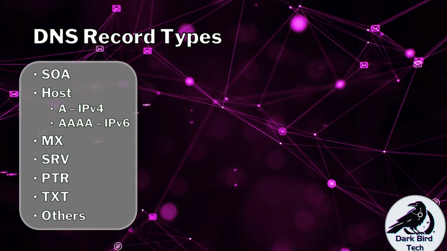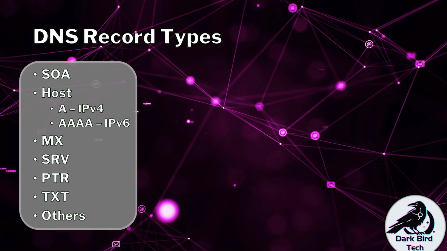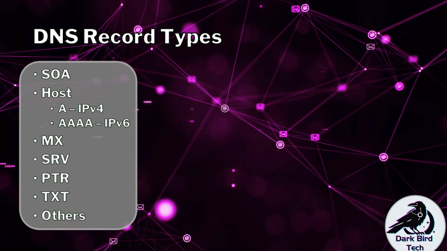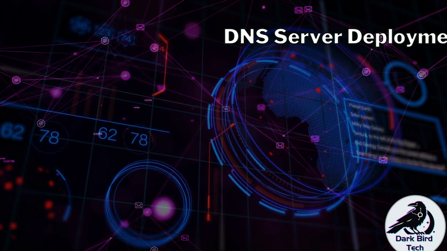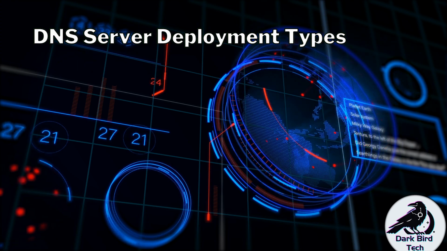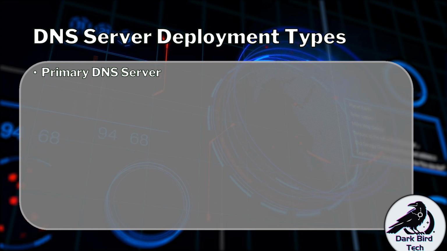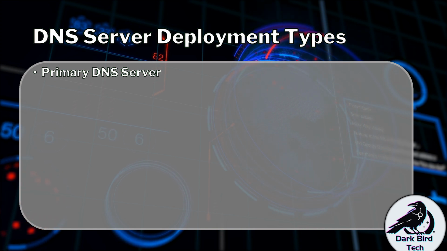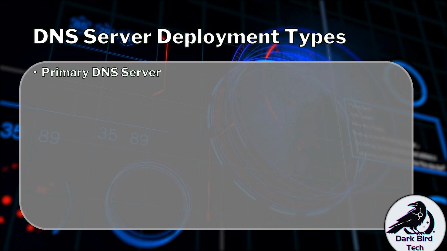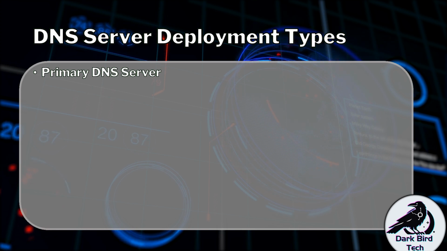There are also other kinds of records as well, but this will be enough for CompTIA's Network Plus. Now, in terms of deploying DNS servers, you get what's called a primary or a main DNS server, implying I'm going to be talking about a secondary just now. Now, please be aware, this is not the client primary or secondary server settings.